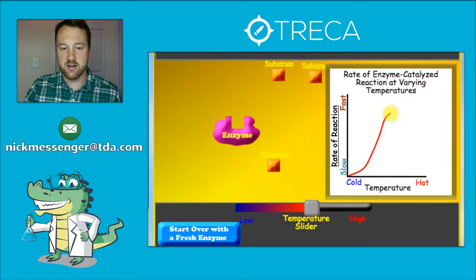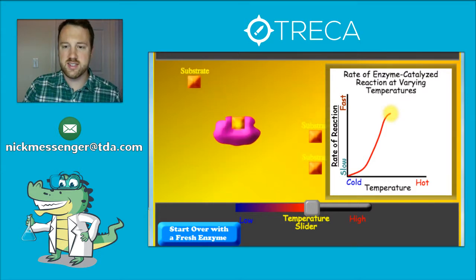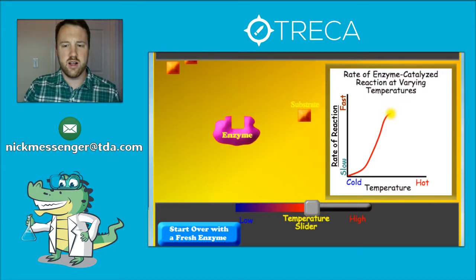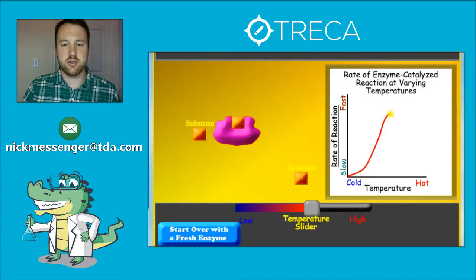Let's go even hotter. See the background's getting yellow. Now the substrates are everywhere. And look at our graph. It's starting to take a turn. That's kind of odd because the hotter we got, the faster the enzyme broke apart our substrate. So if we keep getting hotter, we would predict that the enzyme should keep working faster. So let's see if that's true. I'm going to get really hot.